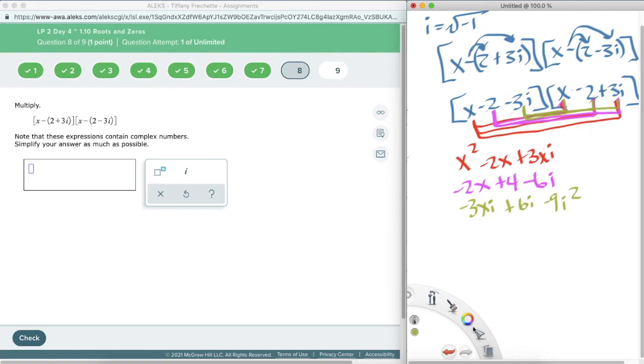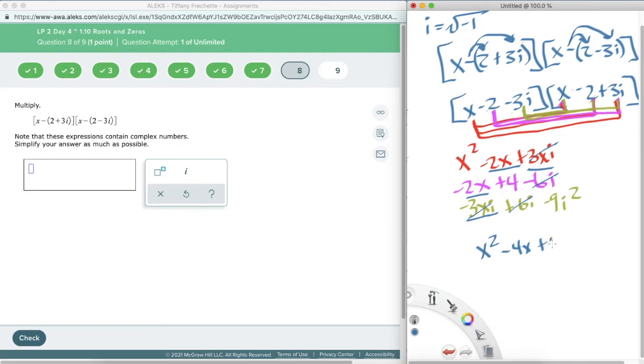All right, so now I want to start combining like terms. I don't see any other x squared, so I'm going to go ahead and write x squared down here. I have negative 2x and negative 2x, so that's negative 4x. And let's see, the next one, I have positive 3xi and negative 3xi. Well, those cancel. One's positive, one's negative, and they're exactly the same. And then I have negative 6i and positive 6i. These guys cancel. So I have plus 4 here.